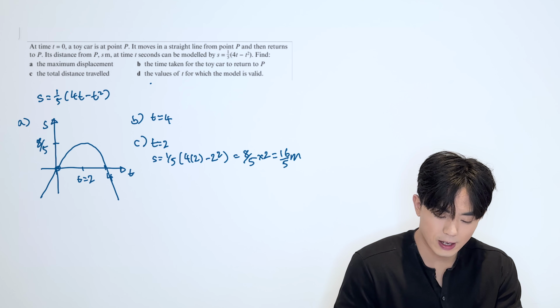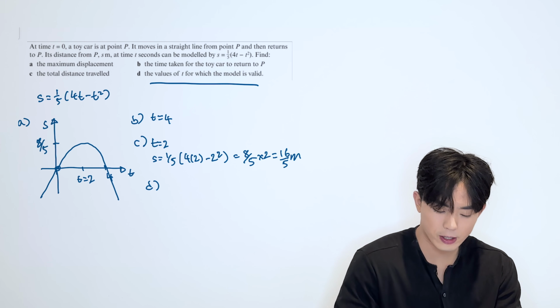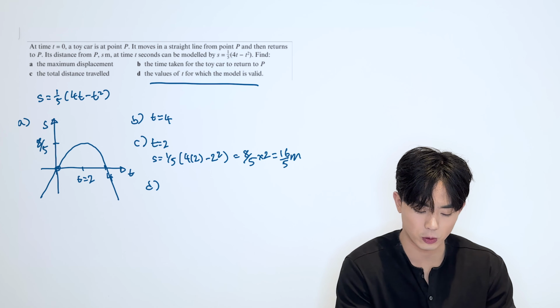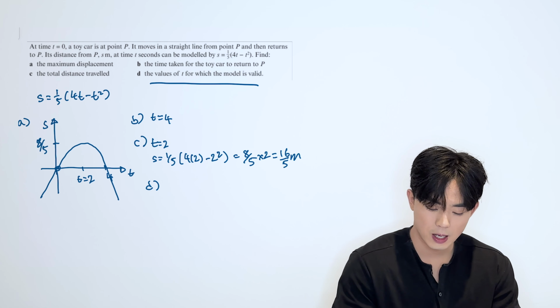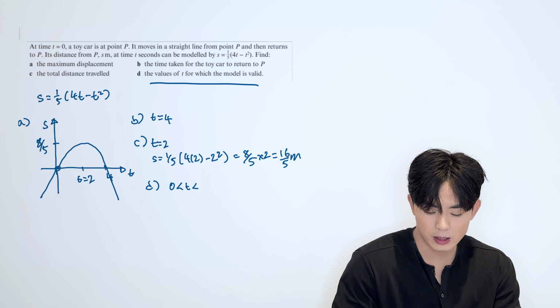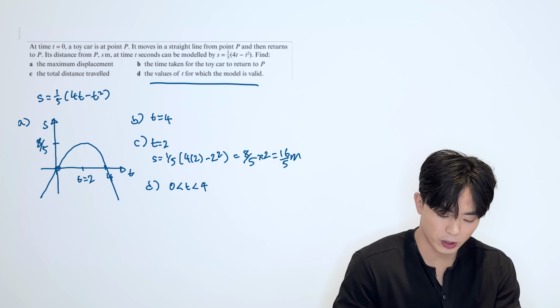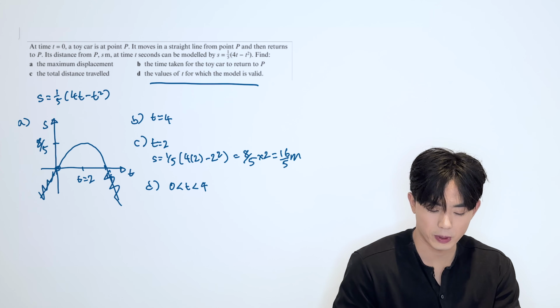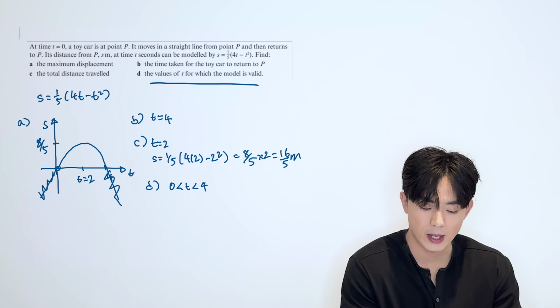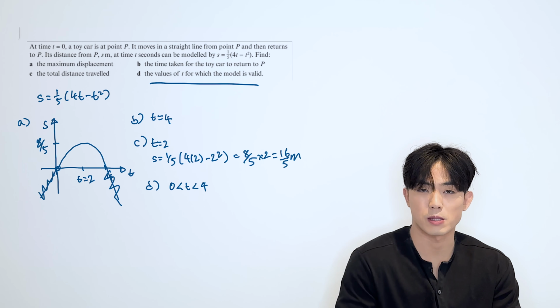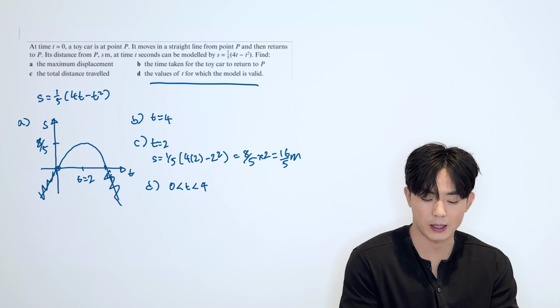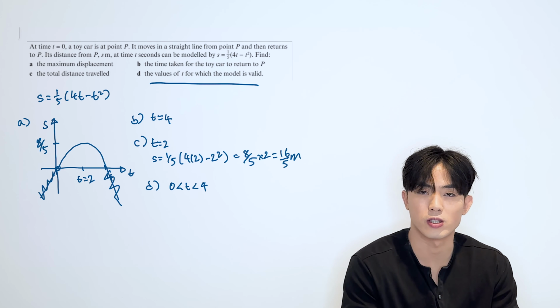And finally, the values of t for which the model is valid. So as you can see here for the graph, I've drawn a graph out for all values of t, but it's only going to be applicable for when t is between 0 and 4, i.e. we don't want to include this part of the graph because remember s is displacement, right? If it goes negative displacement, it means it's going backwards, and we don't really care about that because they said it's going to move forwards and then come back to its original position.